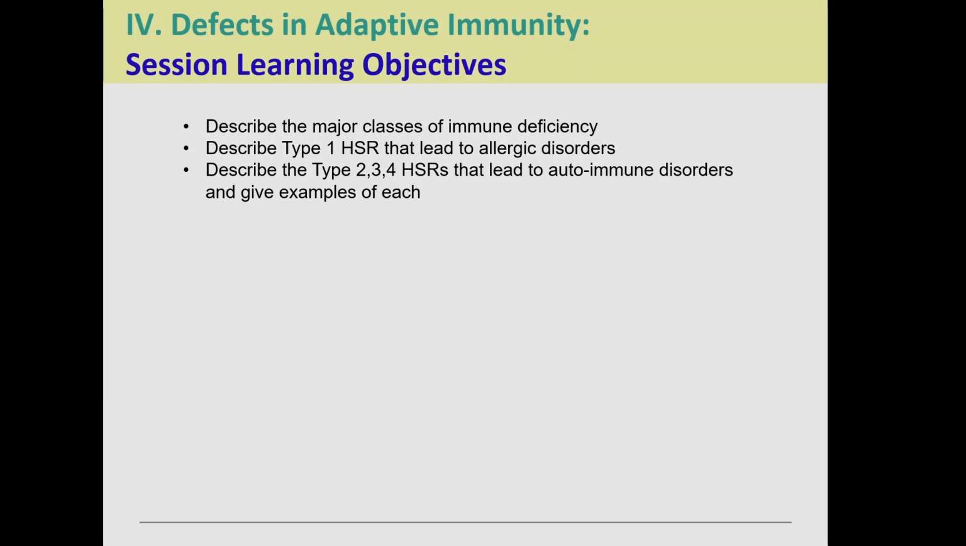So of course, we can't get through this without talking about what happens when things go wrong. We're going to talk about immunodeficiency and some of the classes of it. We're going to talk about what leads to allergies and autoimmune disorders and talk about some examples.